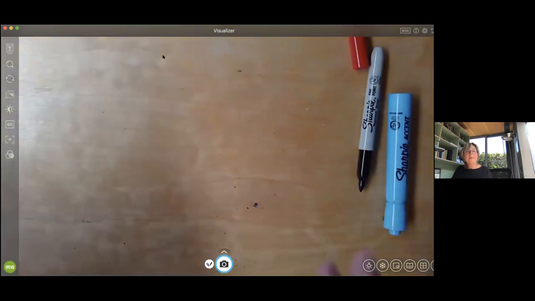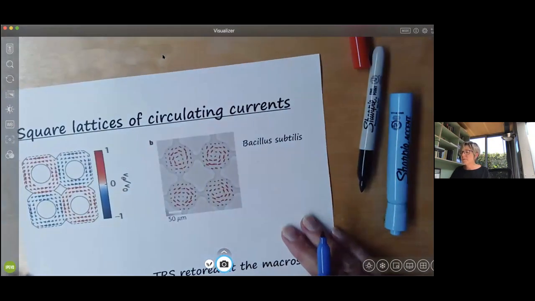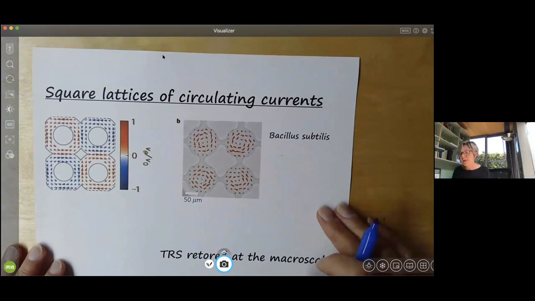Now, I think Lars asked me to be short, but we did start a little late. So let me just show you one more example of the same thing, of this topological protection in the system.